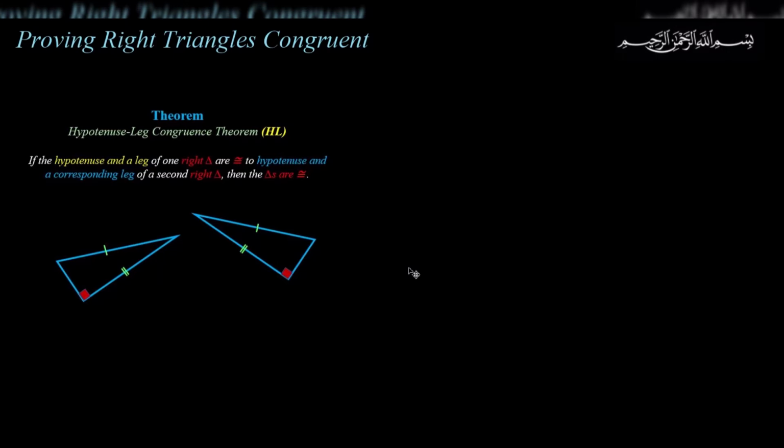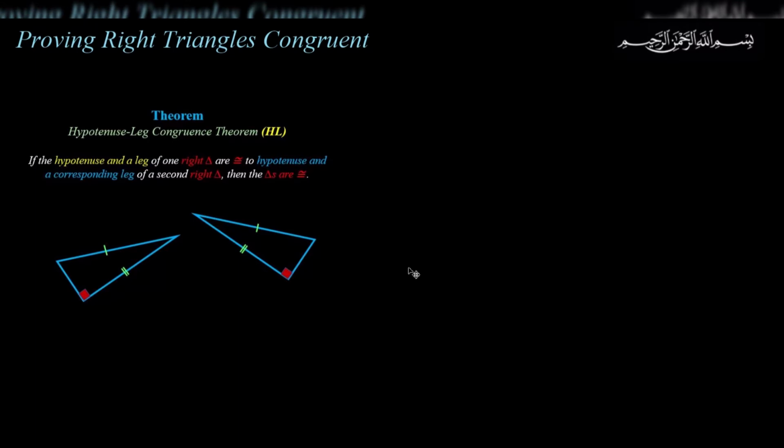So, hypotenuse leg. If the hypotenuse and leg of one right triangle are congruent to the hypotenuse and leg of a second right triangle, then they're congruent. So it's a very easy theorem to remember. When we're trying to prove right triangles congruent, if you're given that the hypotenuse is congruent, and if you're given that one of the legs is congruent, then you can use this theorem to prove that the triangles are congruent. So you have to be able to articulate this theorem.